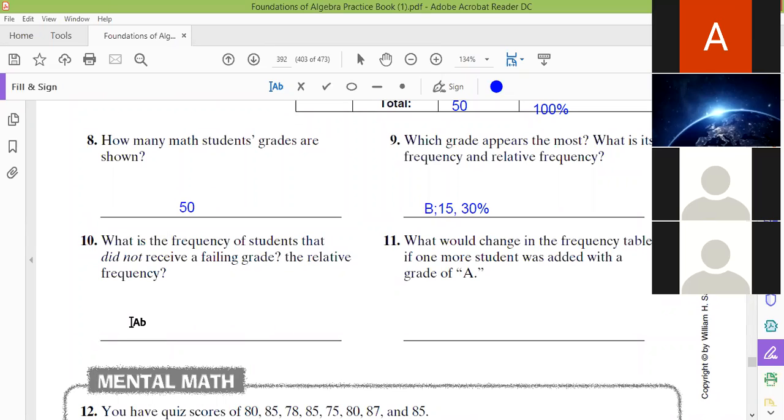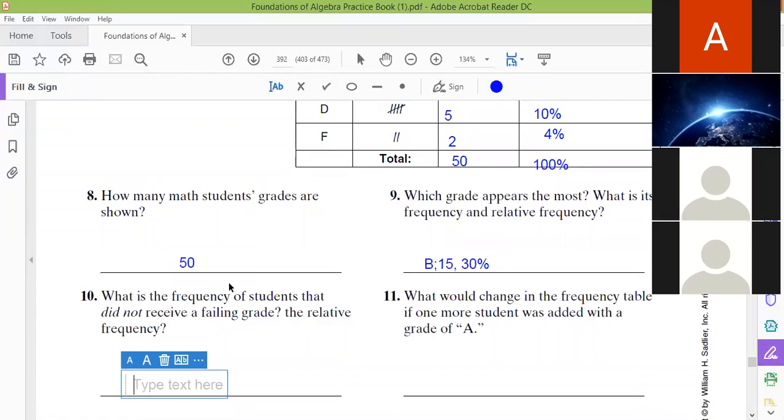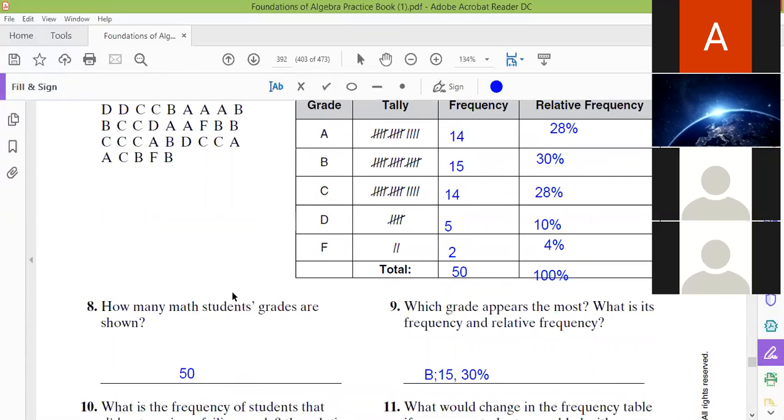Okay. What is the frequency of students that did not receive a failing grade? Failing grade is F. How many students did not receive a failing grade? Count. 2 got failing grades, F. 5. Listen to me. It's 5, 2.